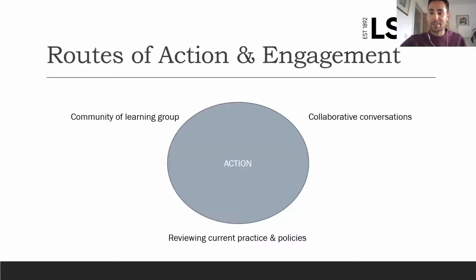So I bet you're wondering what our changes are or what we would like to do and our routes of engagement. We've got to make sure our actions are supported by a community of learning, collaborative conversations, and reviewing current practice and policies. So firstly, our first action is we want to be a critical friend when reviewing policies, and we're doing that at the moment, especially with our complaints policy here at LSBU for the next academic year, and ensuring that it encompasses practice learning and racism as part of that.